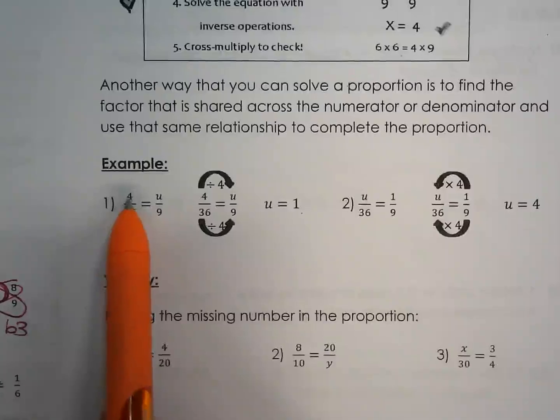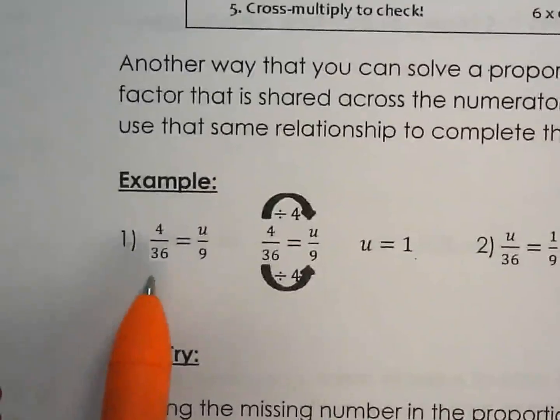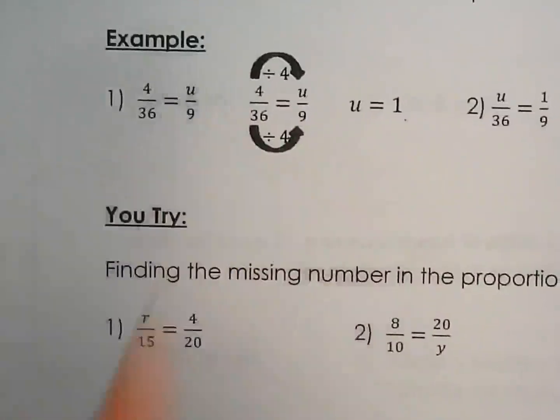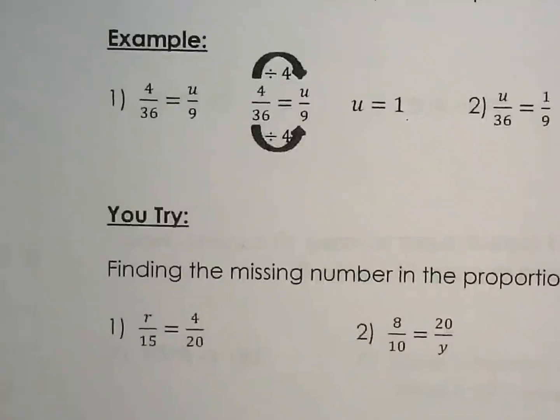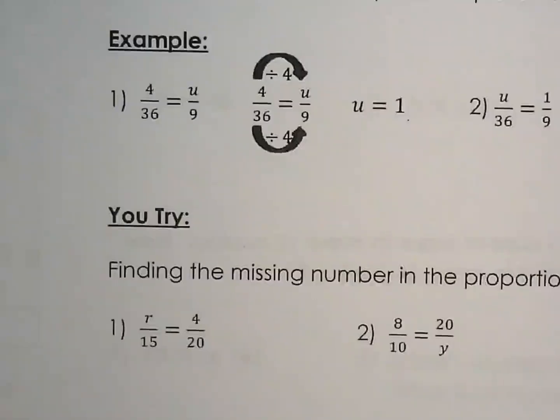We know that the relationship that we've got here is 4 to 36. And this will equal some number. This u is a variable. It means it can change. It's something we don't know. It's representing a number that we don't know yet. We're going to find it. And that number over 9 needs to make a proportion.